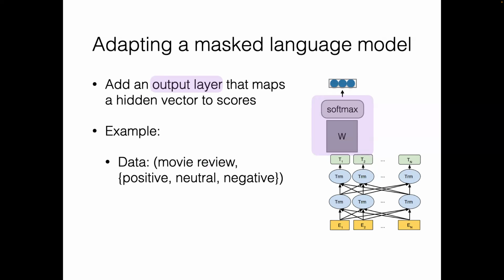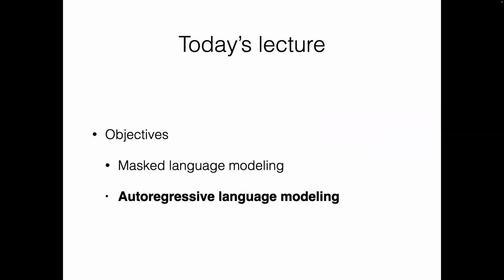Okay, cool. So masked language models are still useful and you can download them and fine-tune them. People still use them for different tasks. Next we're going to go to autoregressive language modeling.